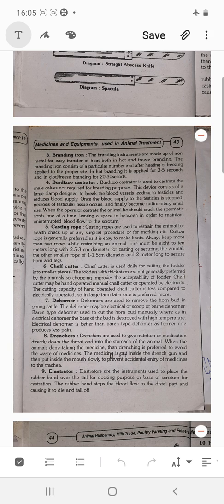Chaff cutter is used daily for cutting the fodder into smaller pieces. The fodder with a thicker stem is not generally preferred by the animal, so chopping improves the acceptability of fodder. Chaff cutter may be hand operated manually, or operated by electricity. Okay, both types.